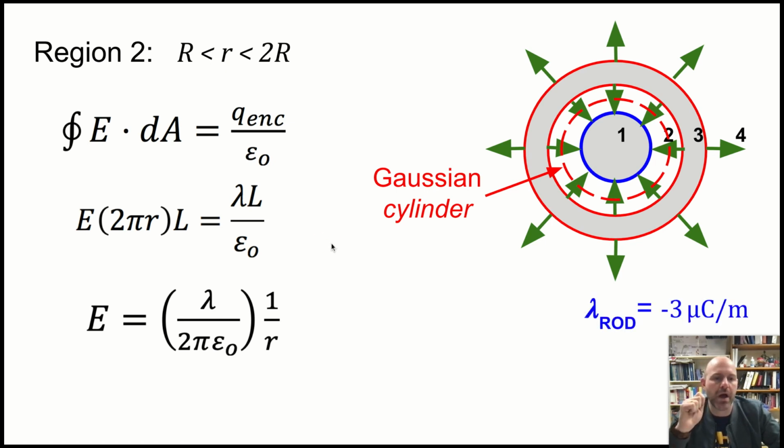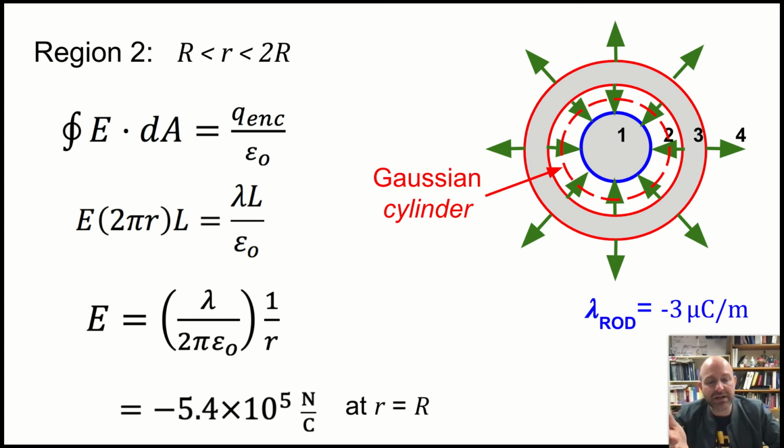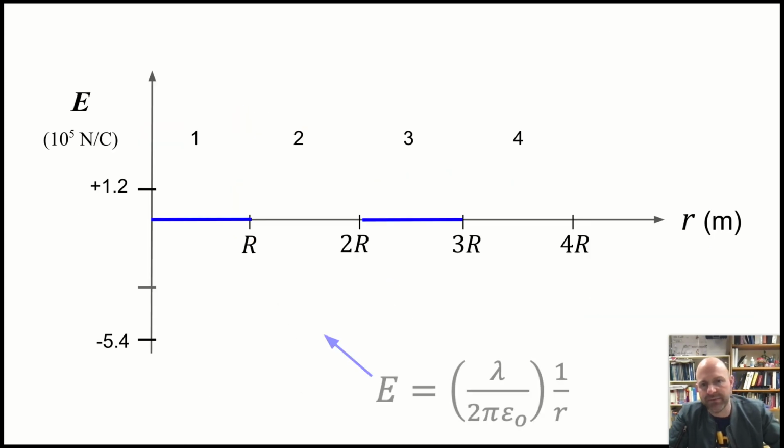We know that lambda for the rod was negative 3 microcoulombs per meter, and we can actually calculate what this would be right at the inner surface. Obviously, because this depends on little r, there's a range of electric field strengths as you go from surface 1 through region 2 out to surface 3. So we can fill that one in. This is the electric field here. It's negative. Why is it negative? Because it's pointing radially inward instead of outward. It's the opposite direction that a positive electric field would be. So that's why we put it there.